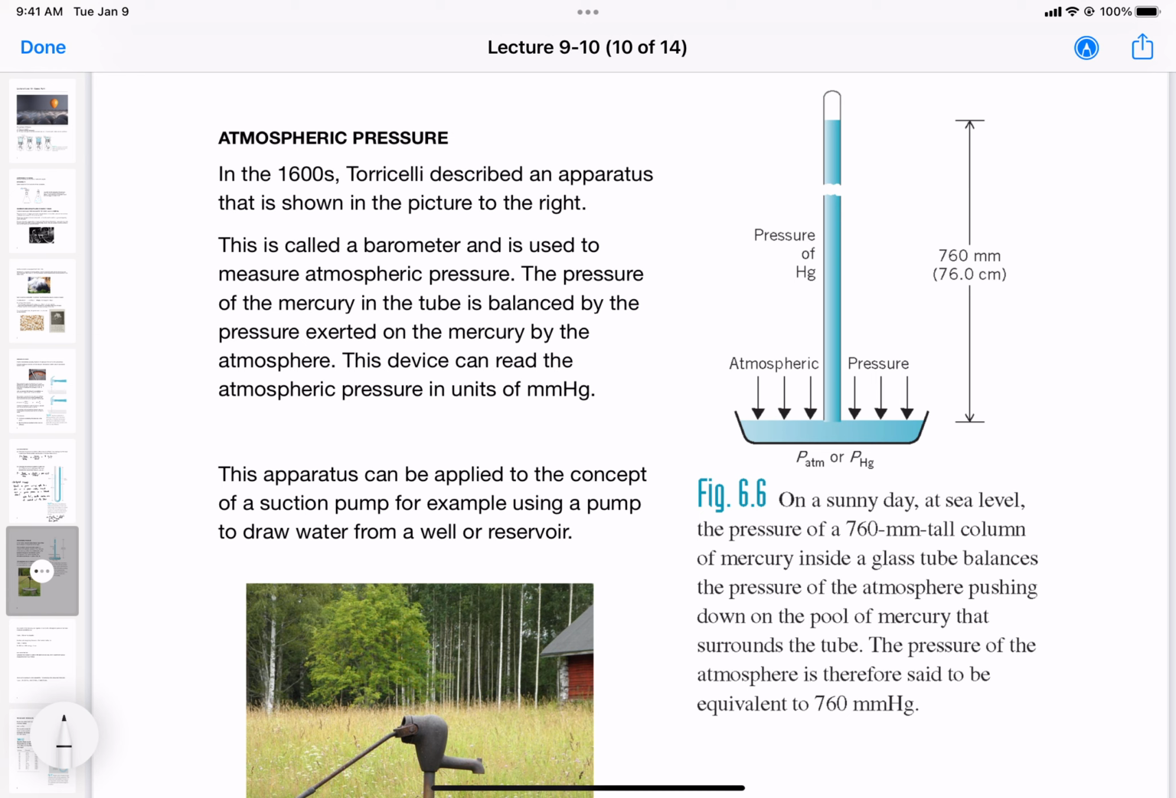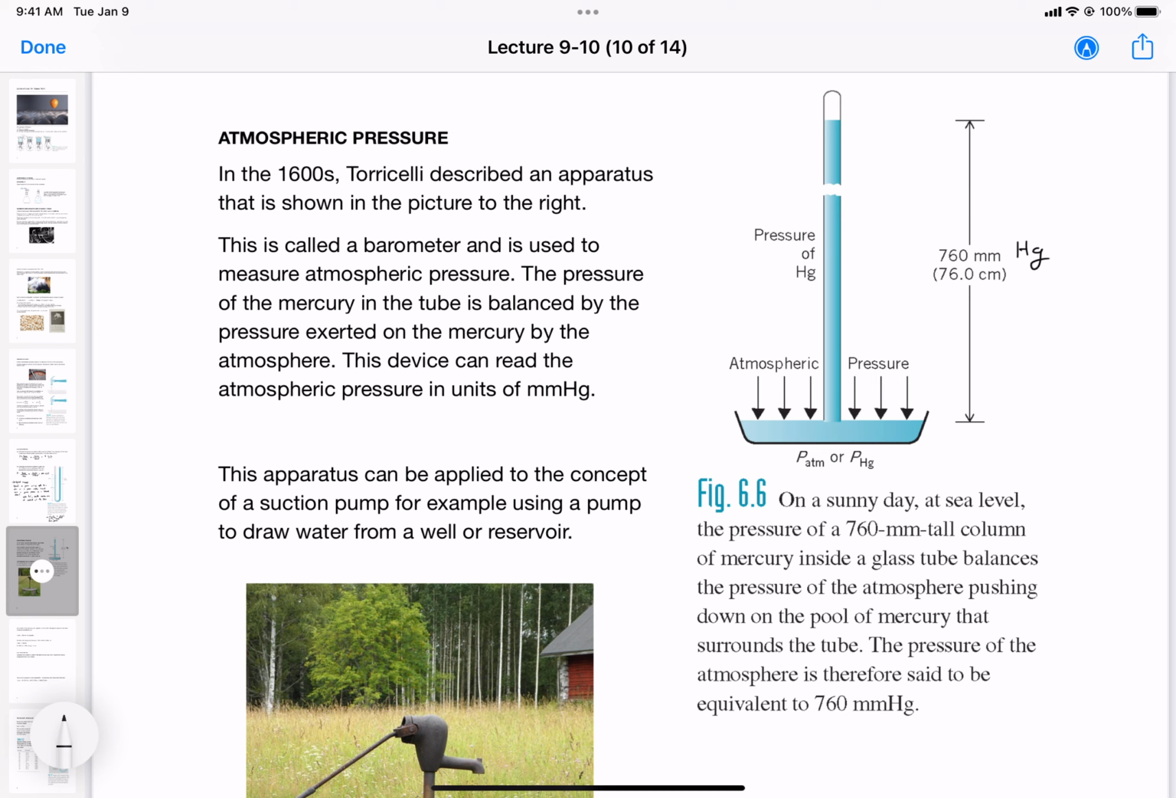So we can measure how much the mercury level has risen into the tube, and that gives us a sense of the pressure of the atmosphere. Usually we record that in millimeters of mercury, as we see here. So we call this millimeters of mercury. Instruments like this are called barometers, and they're used to measure atmospheric pressure.